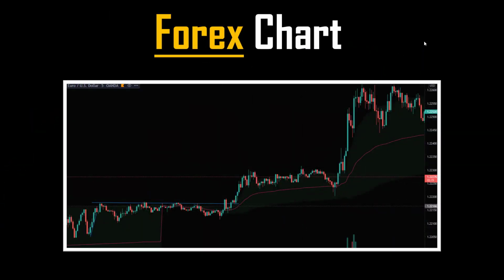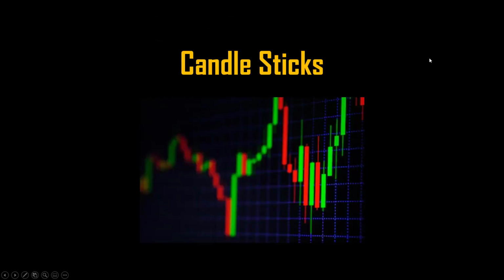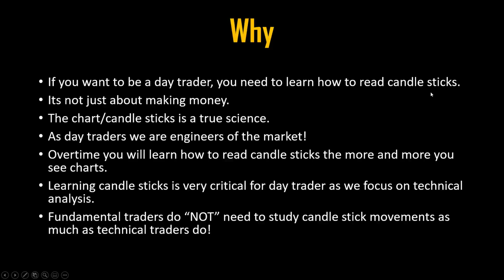So the next thing is going to be candlesticks, right? This is very important for you guys to know if you don't already know this. Candlesticks is how we read charts day in and day out. So why do we need to know this, right?